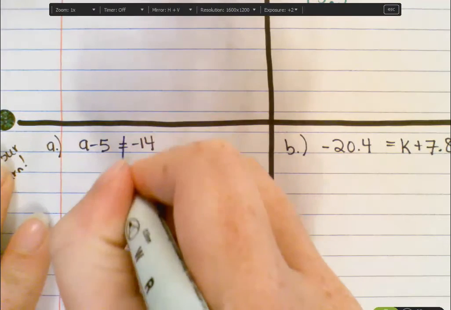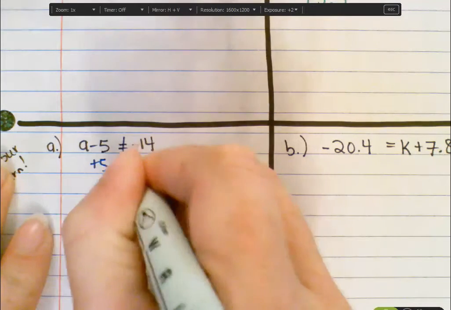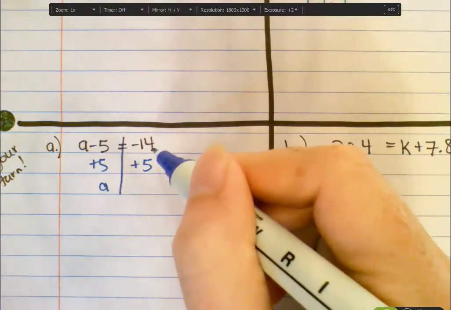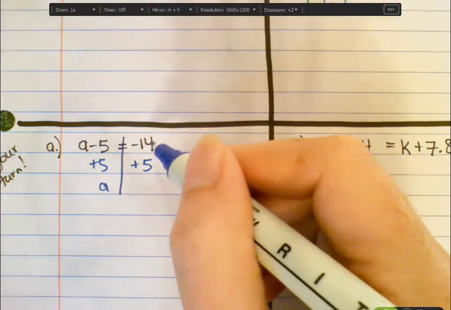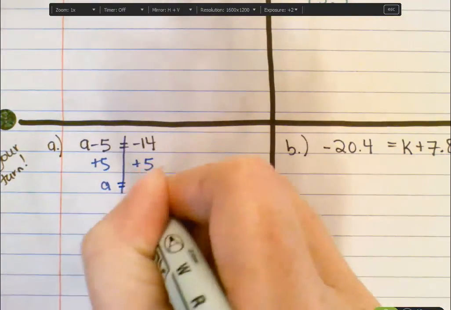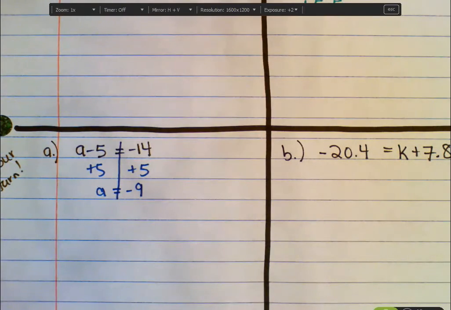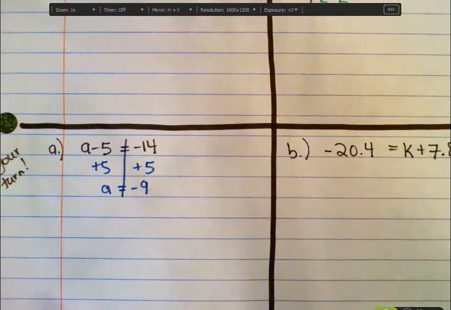Alright, so here's the answers. I'm going to go through it pretty quickly. So we're going to add 5. Okay, remember, when you have integers, if they're opposite signs, you're actually subtracting. So 14 minus 5 is 9. I'm keeping the sign of the bigger number. Before I can actually say that's my final answer, I'm going to go back and check my work.